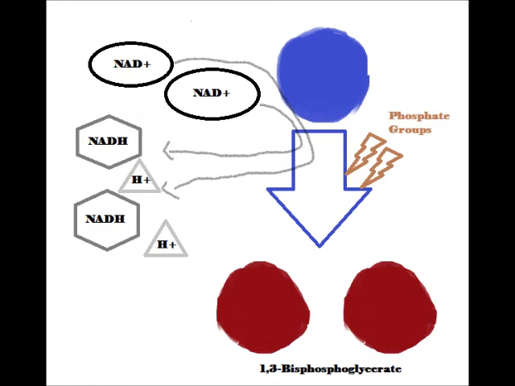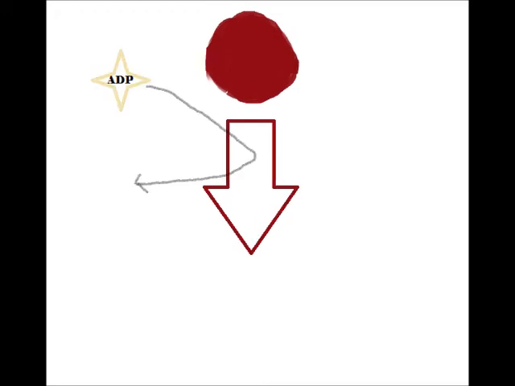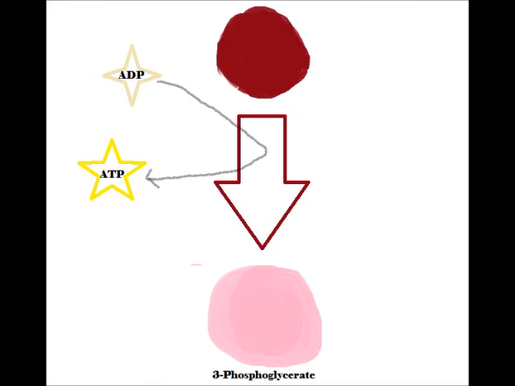Now from here on out, there will be 2 of everything, but for the sake of simplicity, I'm just going to show one part, but know that each process happens twice. So you take one of your 1,3-bisphosphoglycerates, and it meets up with phosphoglycerokinase. And that will take in an ADP and donate one of the inorganic phosphates to create ATP. And that will create 3-phosphoglycerate.